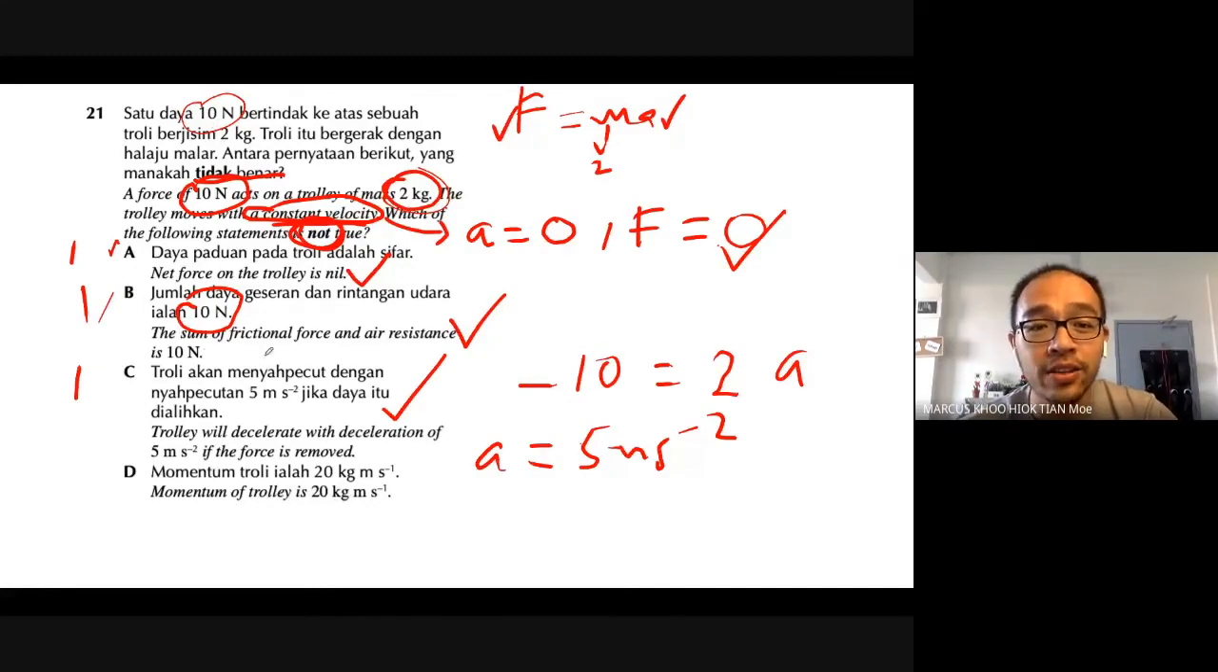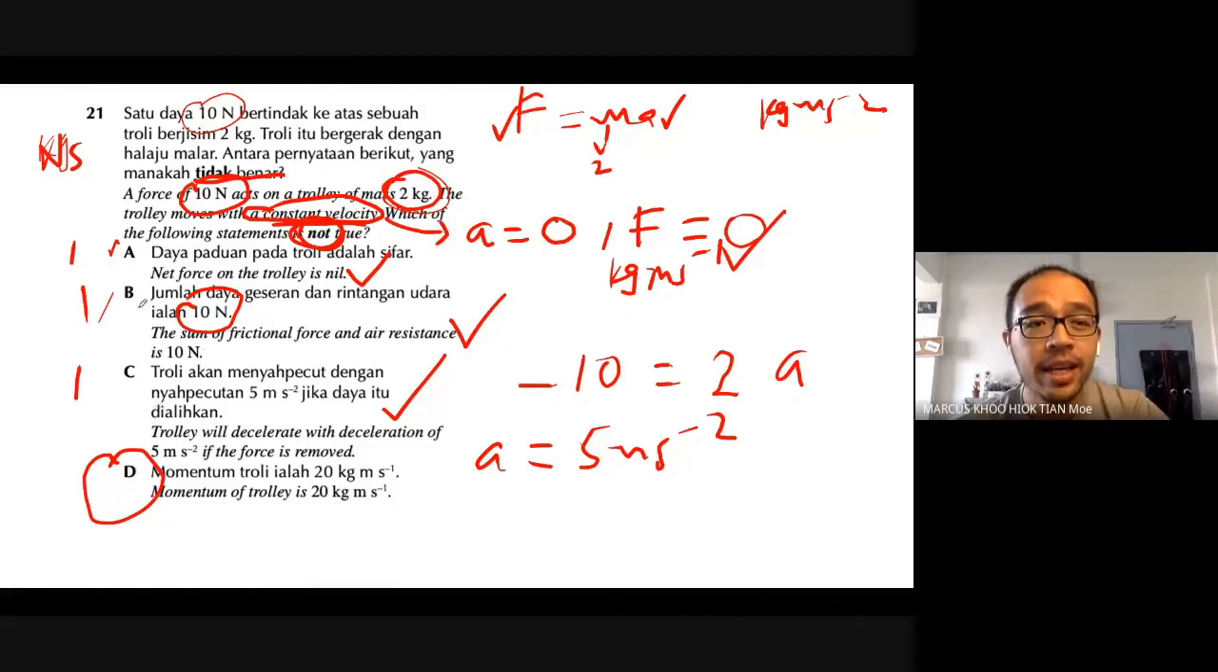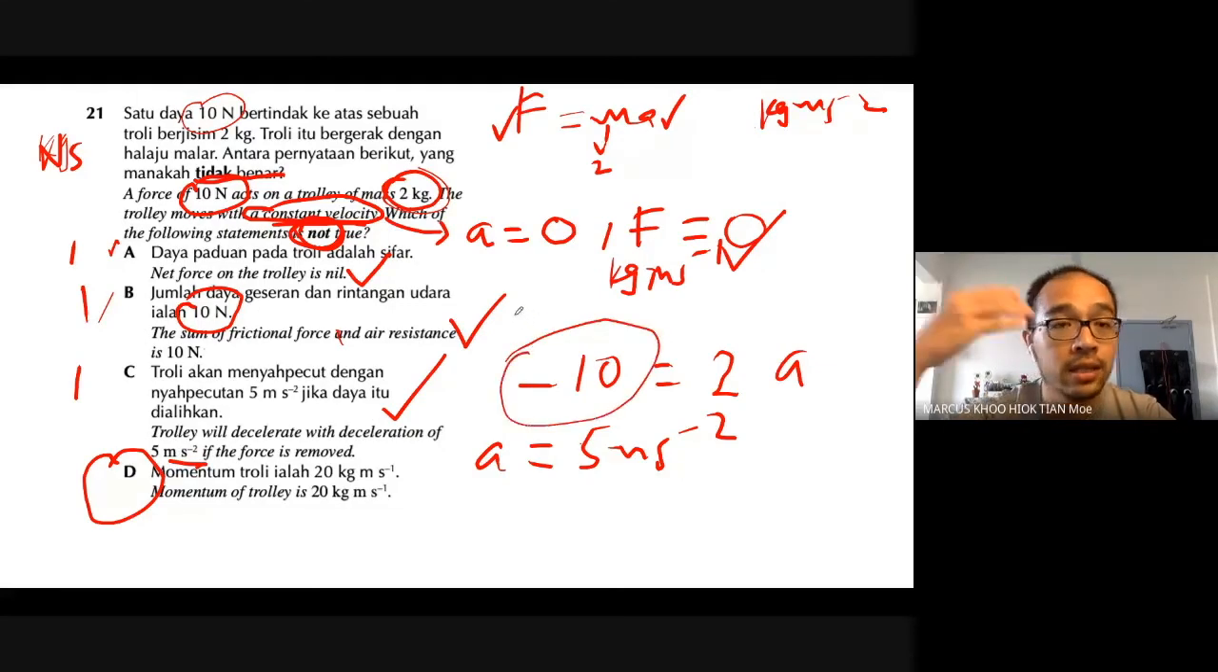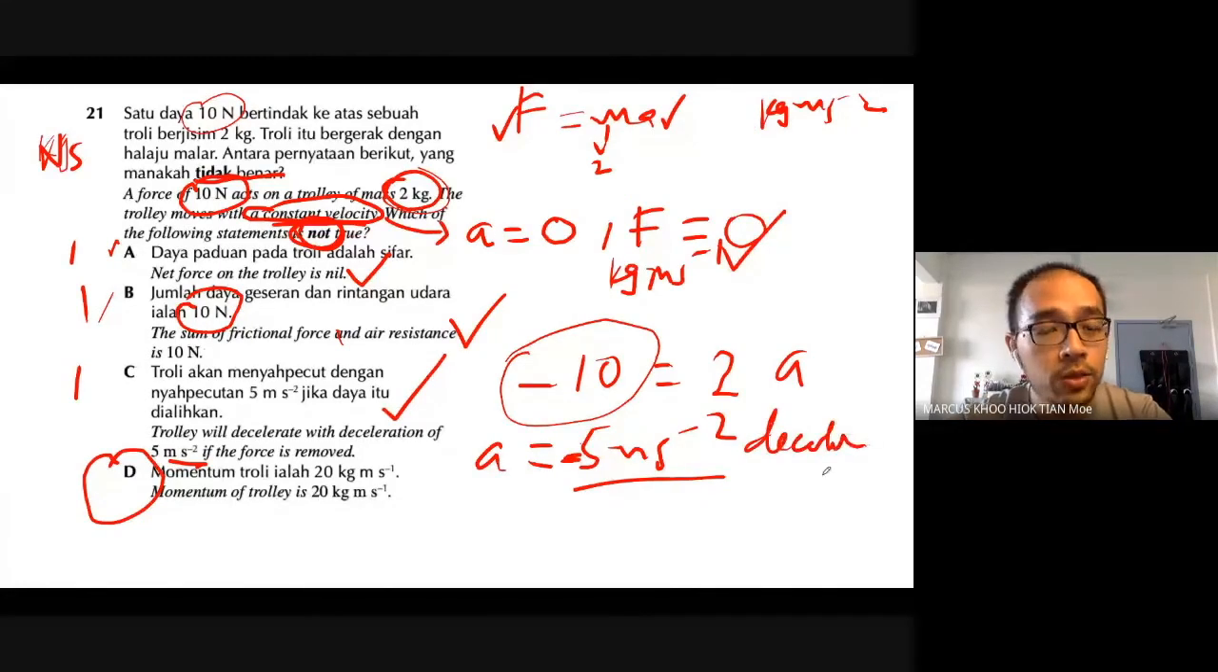The momentum of the trolley is 20 kilogram meters per second. I think the answer is D. Sorry, my brain is not working now. But I think the answer is D because A, B, and C are correct. Definitely the net force is nil. The sum of the frictional force and the air resistance is definitely 10, in order to get zero force. If you remove this one, the trolley will decelerate with 5 meters per second squared, because the only force that is acting now is the frictional force, which is minus 10. Minus 10 equals 2a, so a equals negative 5 meters per second squared, which means it's a deceleration. So A, B, and C are correct. D is probably the answer that is not true. I don't think it's 20 kilograms per meter squared, but 20 kilogram meters per second. Okay, all right, so I think that's it for today.